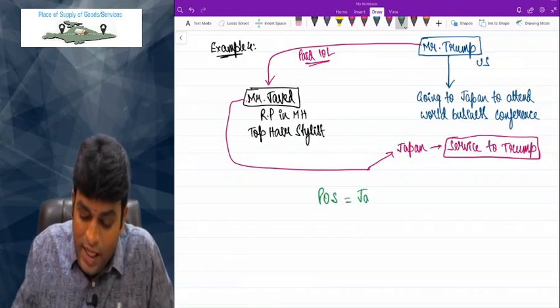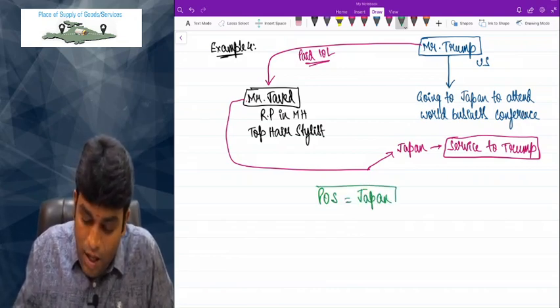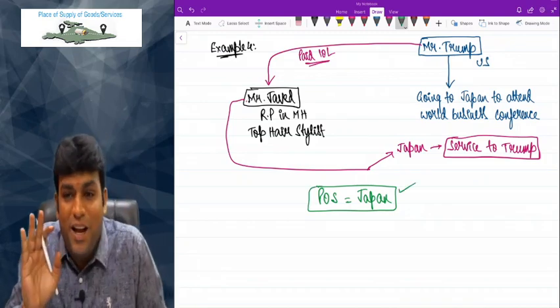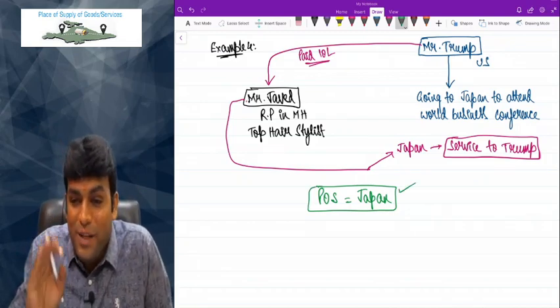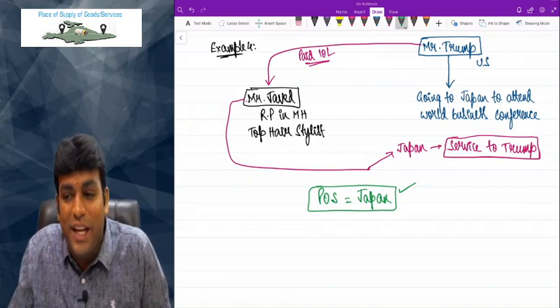Place of supply will straight away be Japan. Place of supply is not Maharashtra. Place of supply is not US. Place of supply is Japan. Because the answer is very clearly like that.